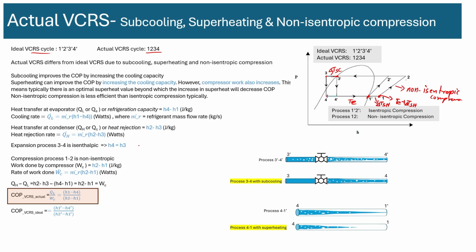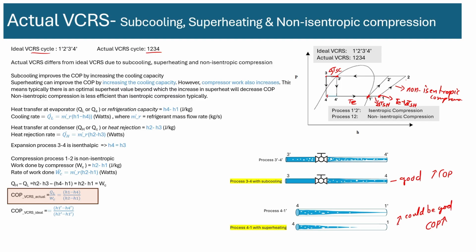Now, typically, how does this affect the performance? Typically, subcooling is good. It increases COP, increases the performance. So subcooling is a good thing. Superheating is sometimes good, sometimes bad. It could be good if you optimize the superheat, right? So this could also increase superheat.